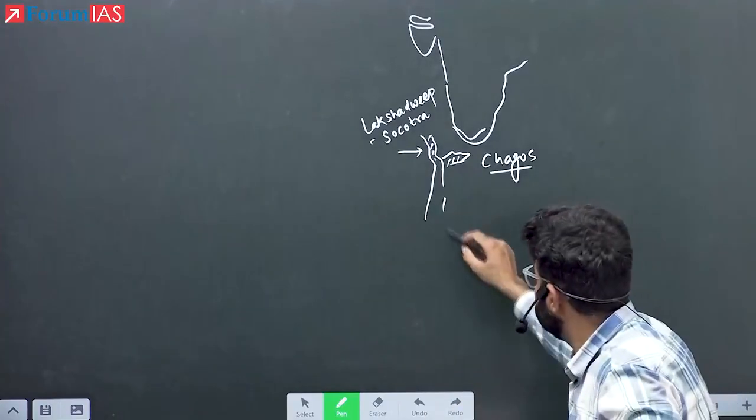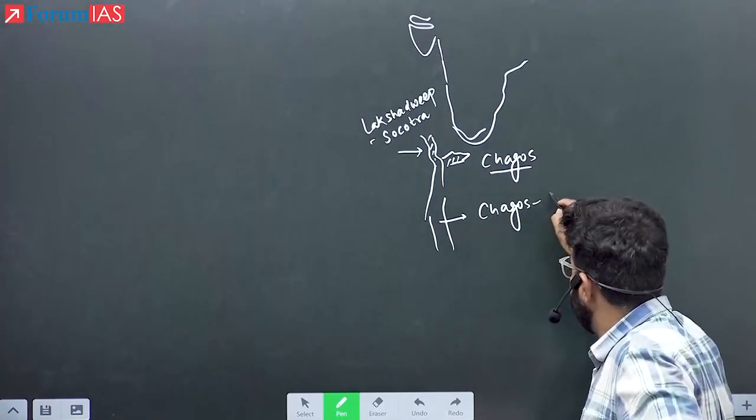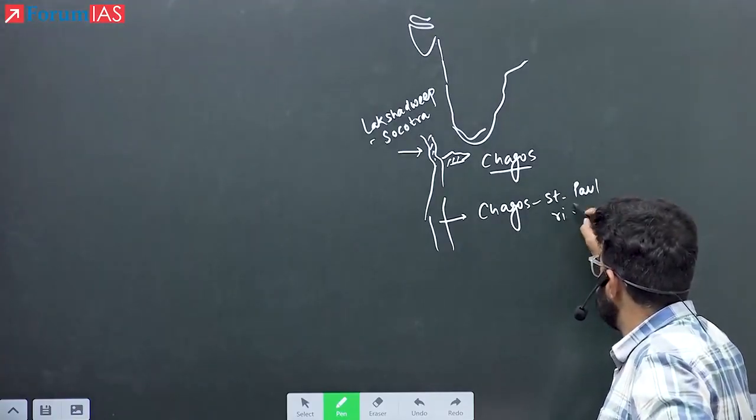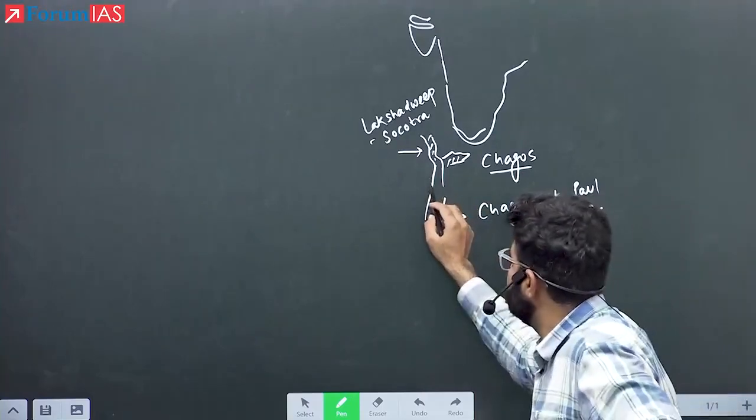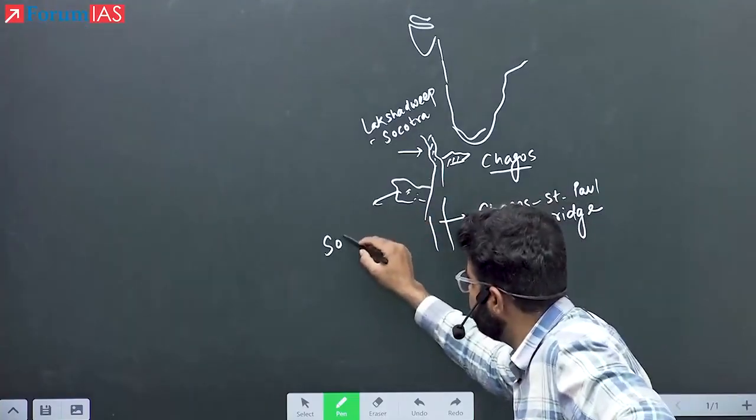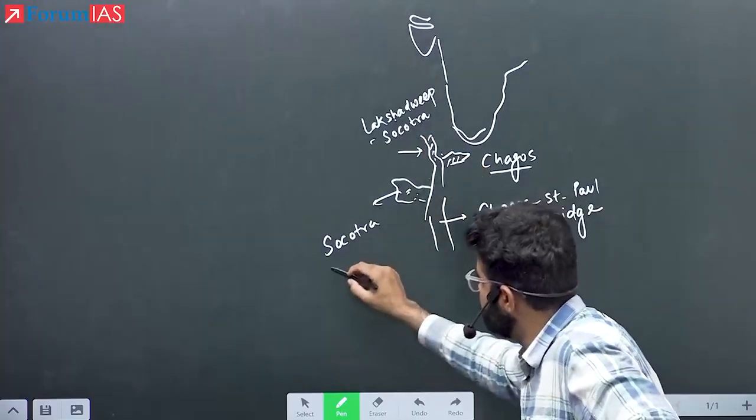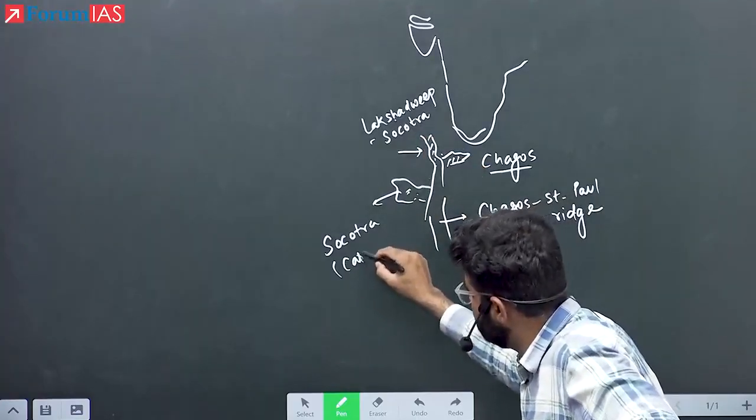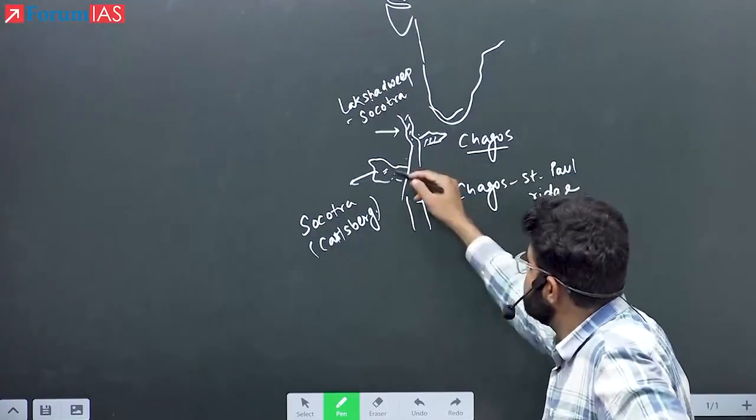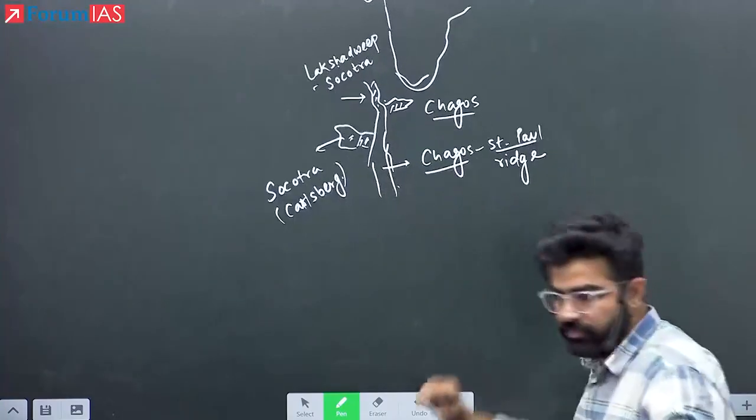Here you will find then Chagos, St. Paul Ridge. This Socotra can also be given in your atlas in a separate manner. For example, they could have given Socotra separately also. Here it is Lakshadweep, Socotra. Socotra can also be there. This is also known as the Carlsberg Ridge, right? So this is Socotra or the Carlsberg. Here in the middle part, this is Chagos St. Paul Ridge.